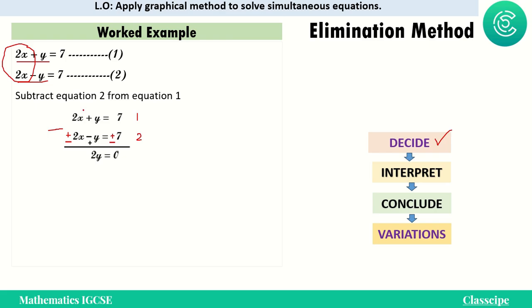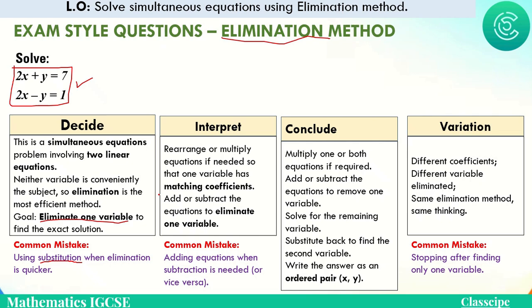So what will happen? This plus 2x will cancel with this minus 2x, and this is plus y, this is also plus y, plus y equals 2y. So what answer will we get? y will be equal to 0. So this is the first step completed. As we discussed, first we will eliminate. If we go back and see here, first we will eliminate, remove one variable, okay, then we will solve for the remaining variable.